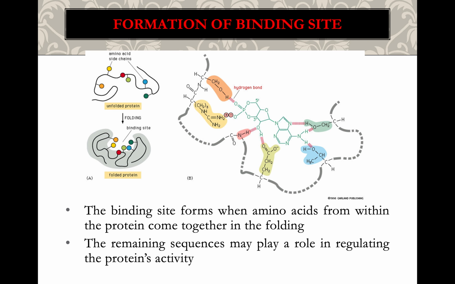Now, the formation of this binding site is when the amino acids form within the protein, and this is formed when the protein folds. As the protein folds, the binding site is being formed along the way. Hence, you will see why protein folding is important, apart from just giving the protein its structure. It also determines the binding site with a ligand or another protein. The remaining sequences may also play a role in regulating the protein's activity, especially those amino acids nearby or opposite of it. Sometimes they could play a role in the binding.